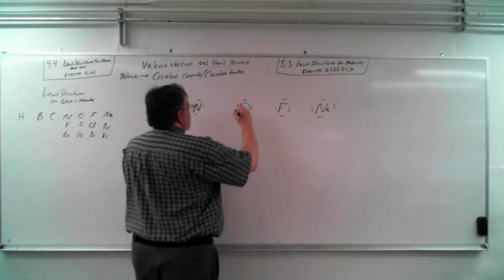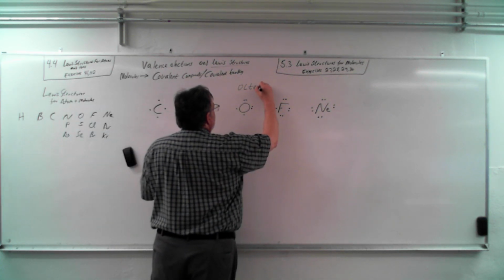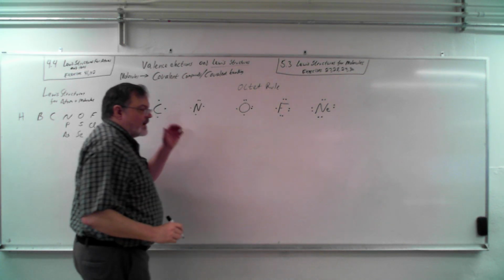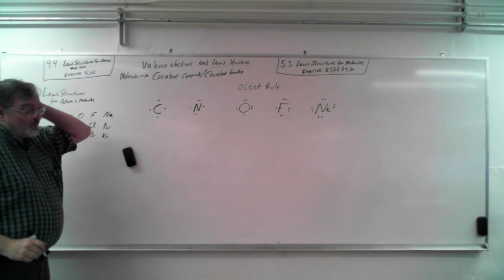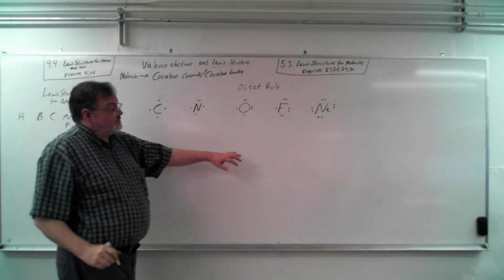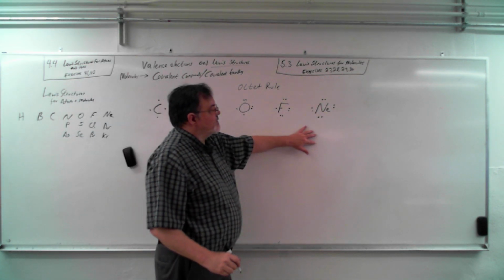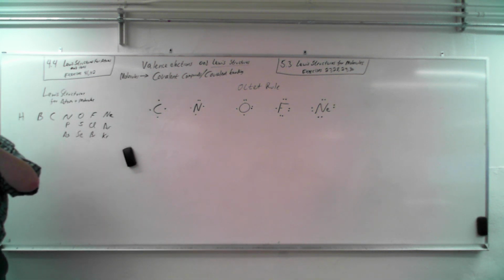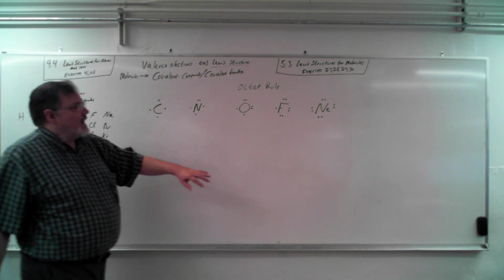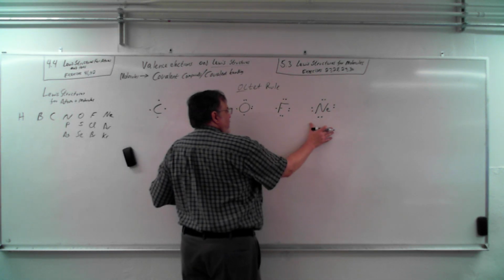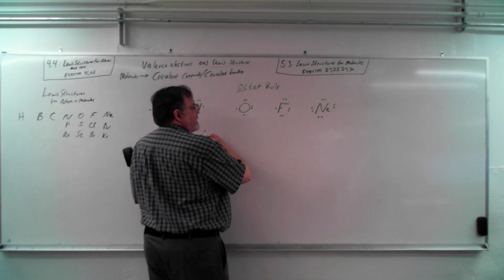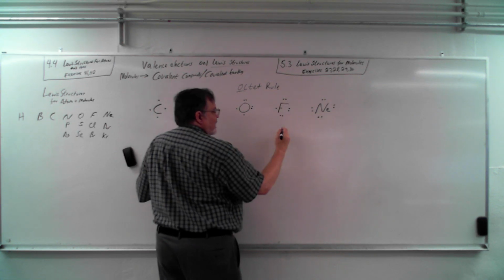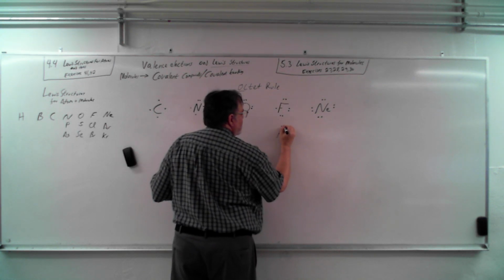The octet rule. Chemistry books love that word. The idea is, if you looked at all of these and you said, okay, I want 8 electrons around each one of these. Neon already has 8, so this one's following the octet rule. If I brought in another electron to fill up the octet around fluorine, then I would have this.